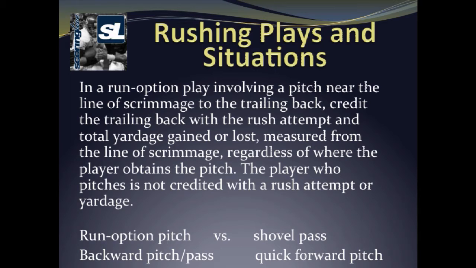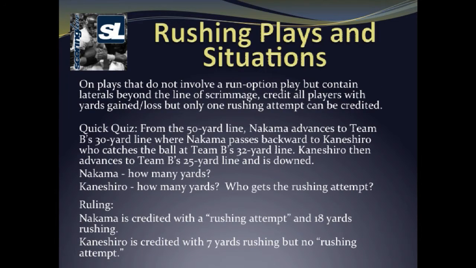So, from the 50-yard line, Nakama, who's the running back, because we know Takase is the quarterback, advances to the Team B 30-yard line, where Nakama then passes backward to Kaneshiro, who catches the ball at the 32-yard line. Kaneshiro then advances to the 25-yard line and is downed. So the question now is, how many yards does Nakama get? And how many yards does Kaneshiro get? And who gets credit for the rushing attempt?